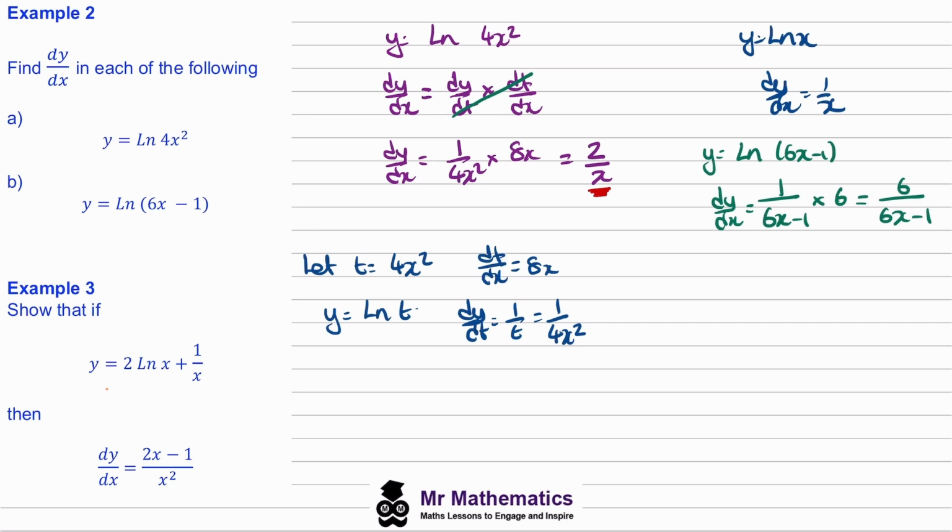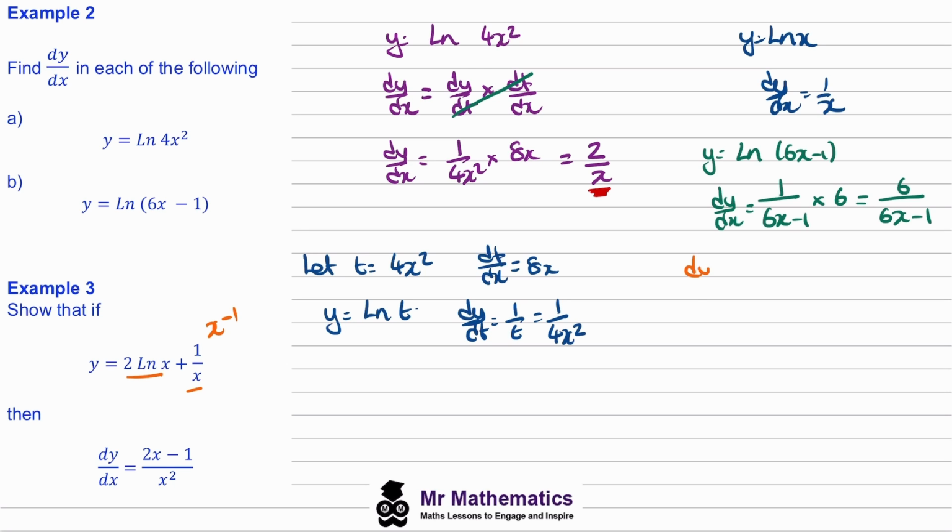In example 3, we're given this equation for y, and we need to show that dy by dx is this. So we'll differentiate each of these in turn. Because we're going to differentiate, I'll write this 1 over x as x to the negative 1.